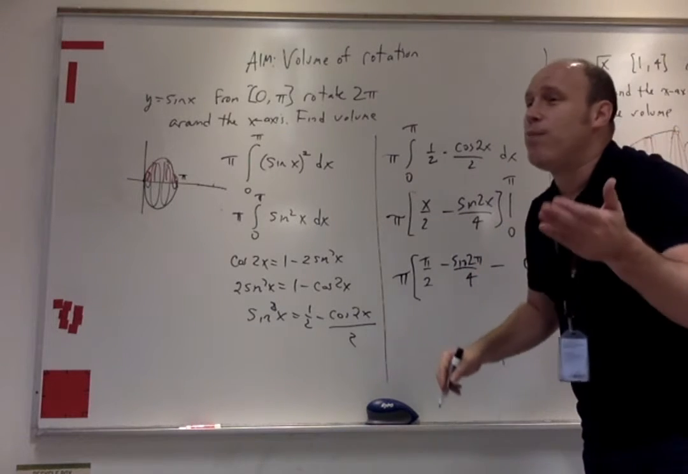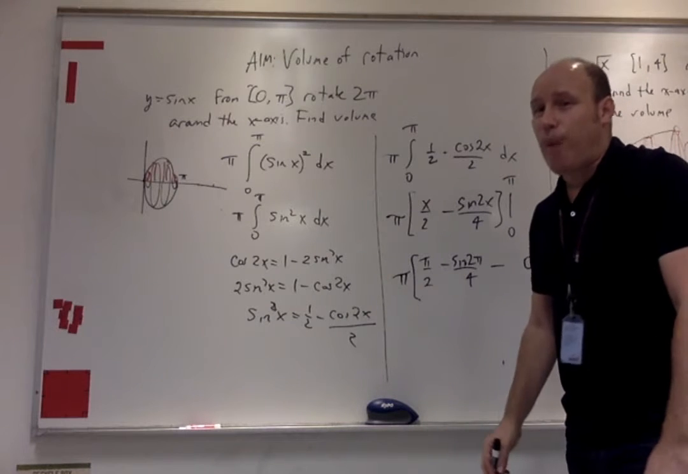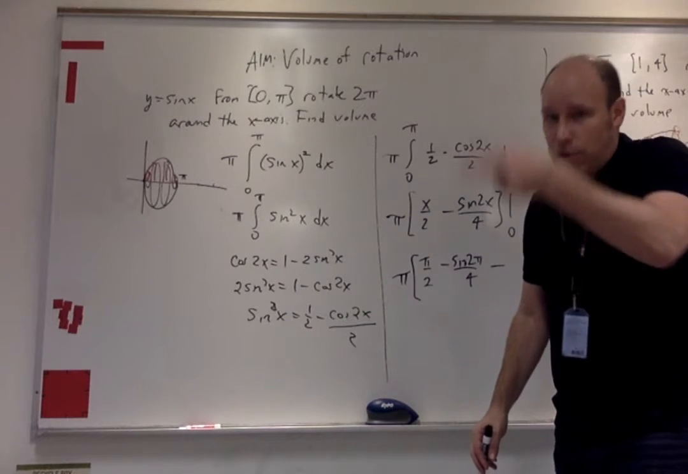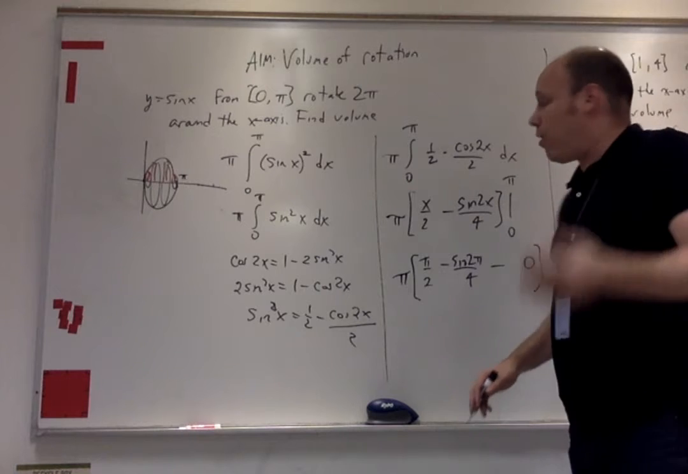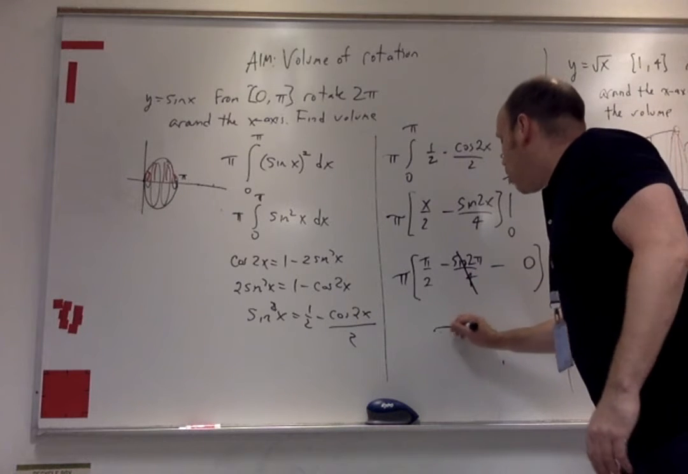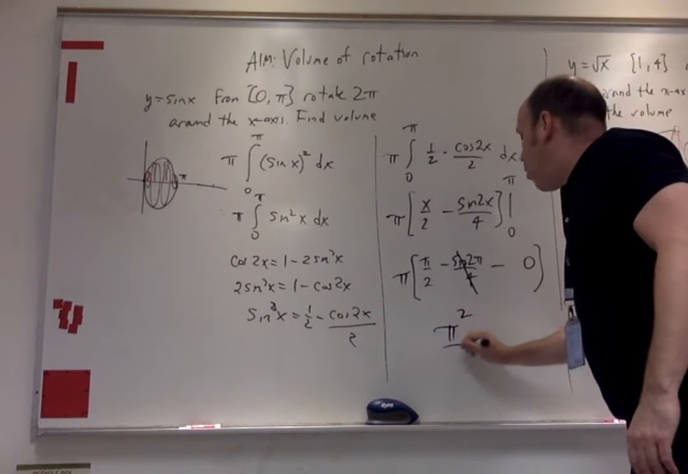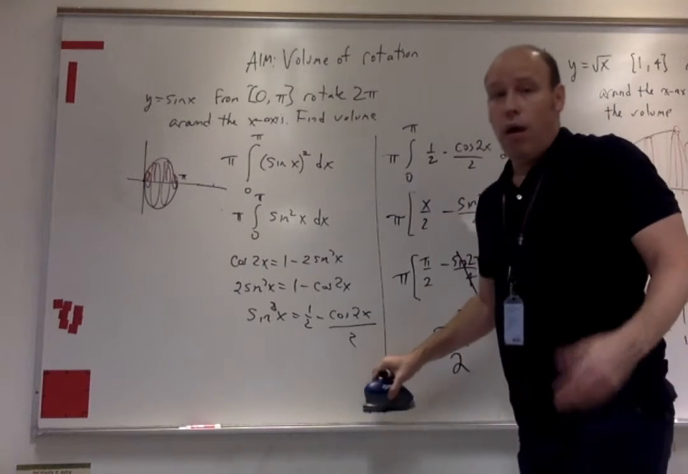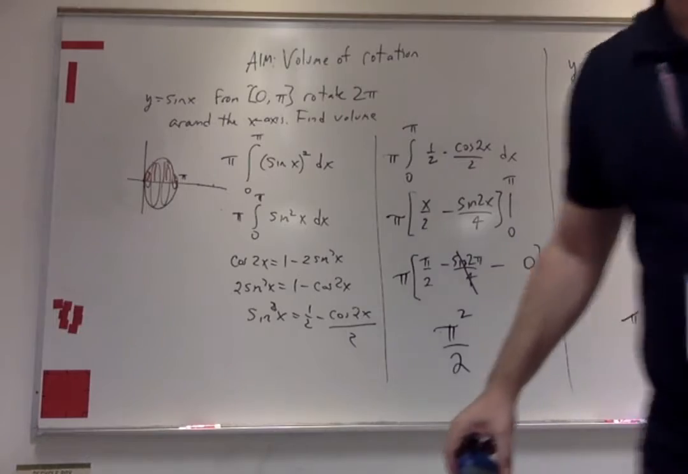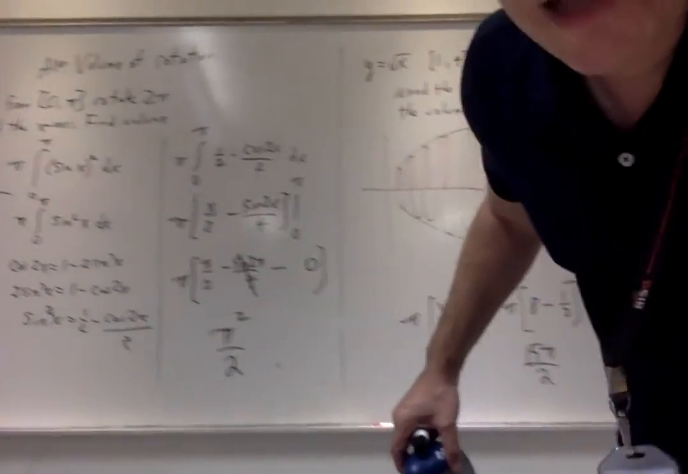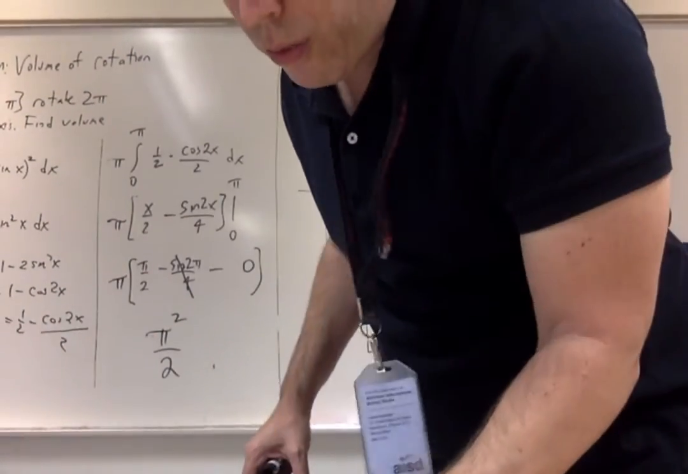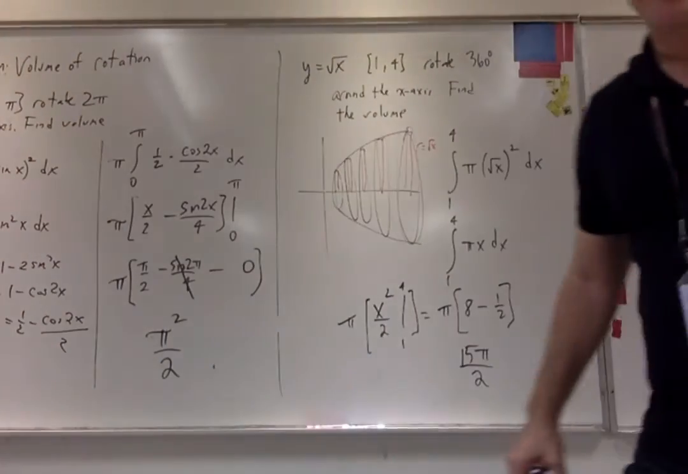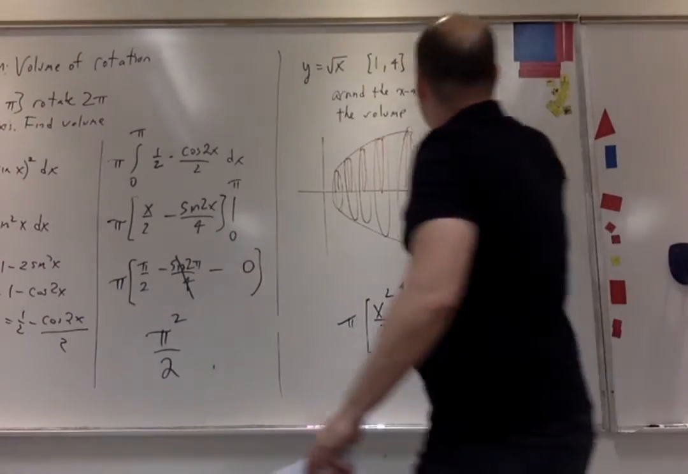Well, we're even more lucky because sine of 2 pi is sine of 0. 2 pi is like 0. Sine of 0 is 0. Final answer, pi squared over 2. Yeah, nice. Okay, so you're saying, hey, Mr. Adler, if we can rotate around the x-axis, can we rotate around the y-axis? And the answer is, yeah, you can.